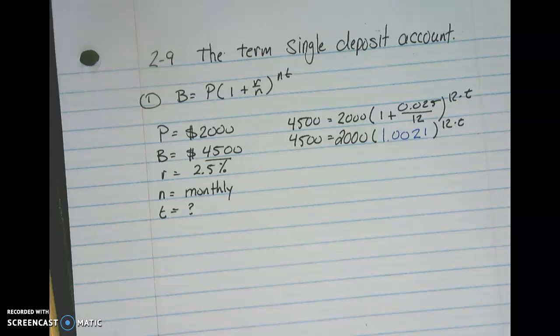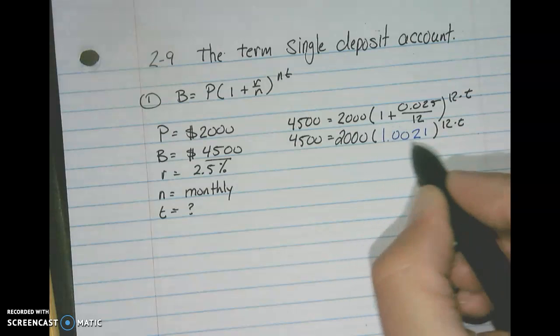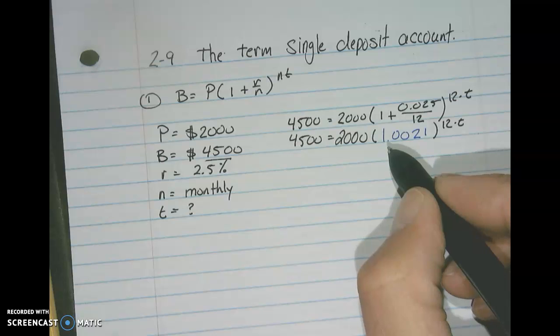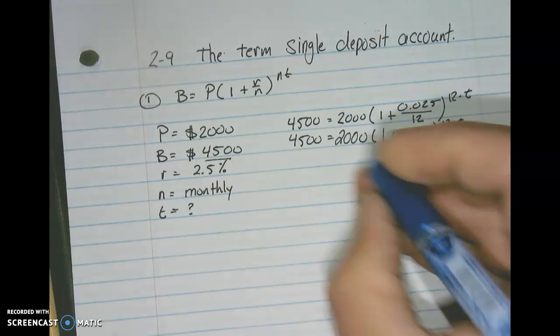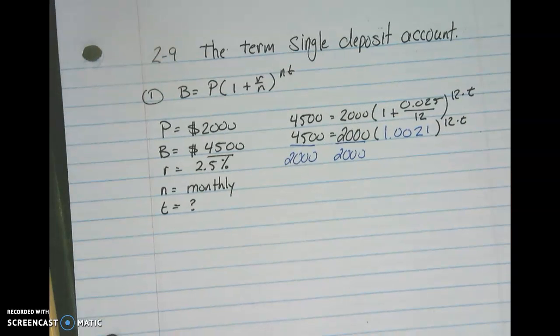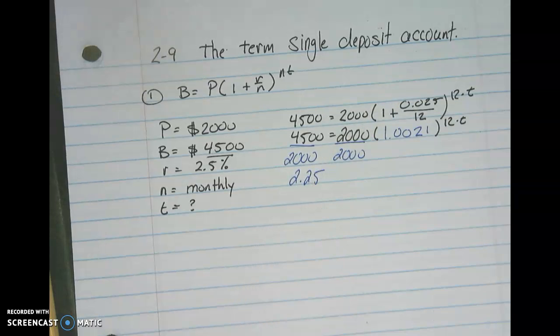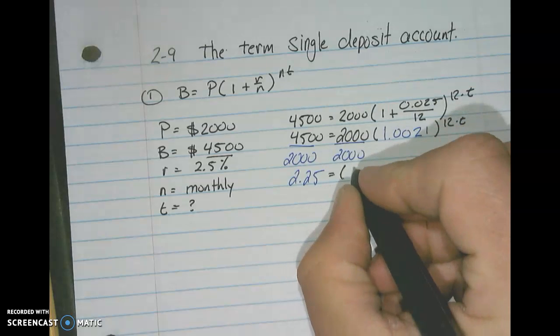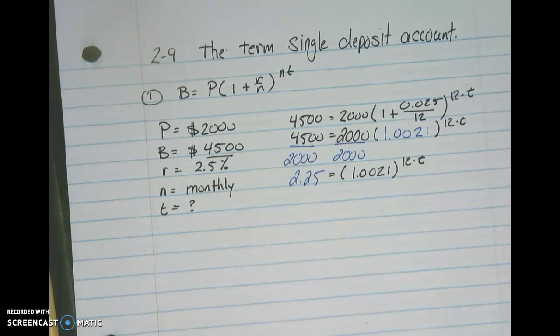Okay, so then what we're going to do is I need to get this parenthesis and this stuff alone first, okay? So the way I do that is I need to first divide by 2,000. So I'd go 4,500 divided by 2,000 is 2.25. And then everything else I'm just going to bring down. Just like that.